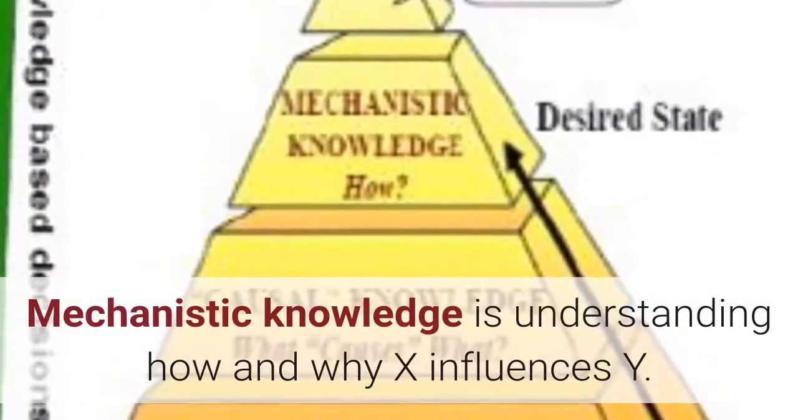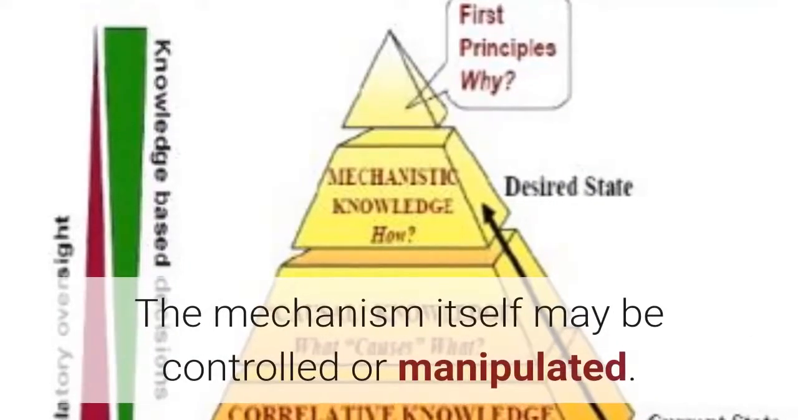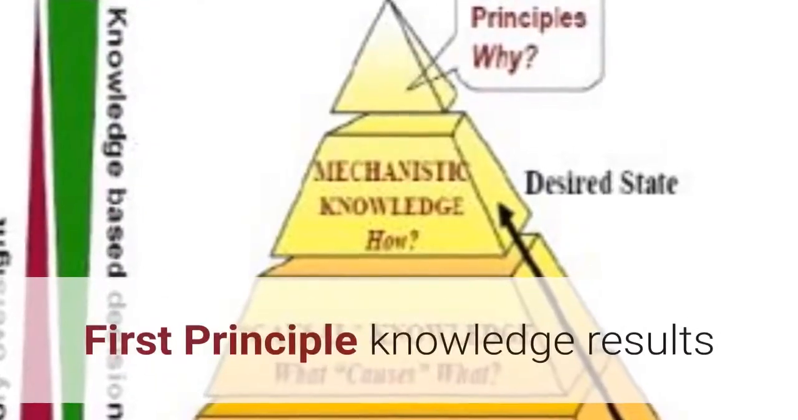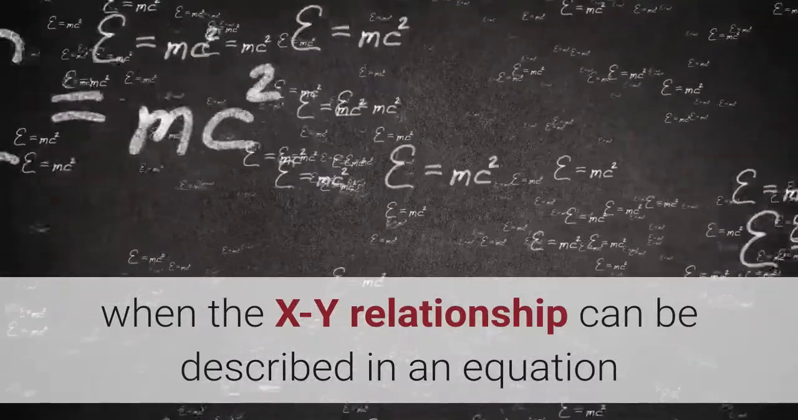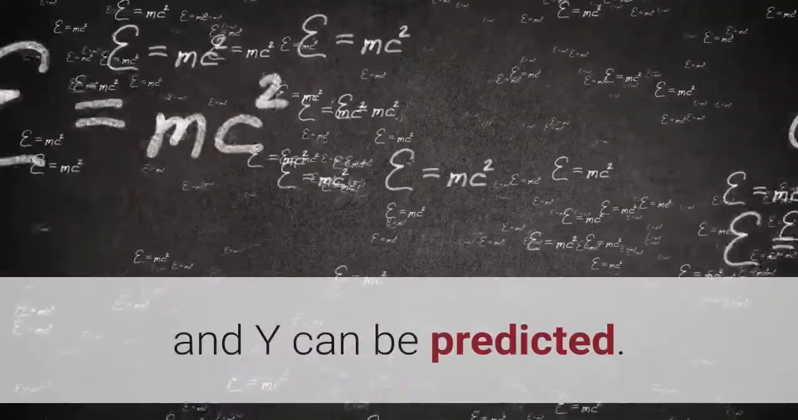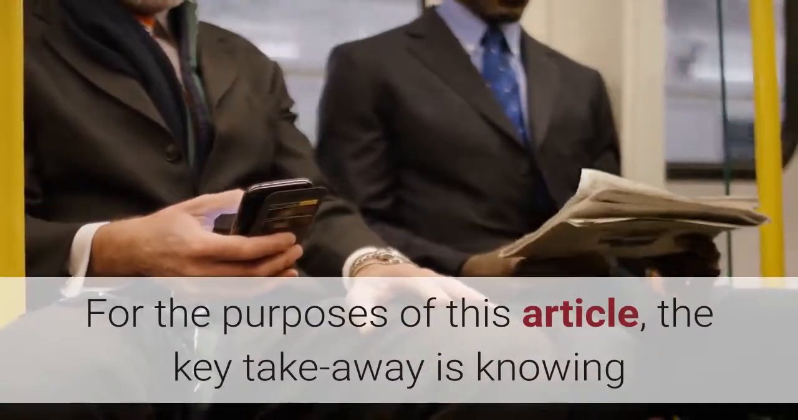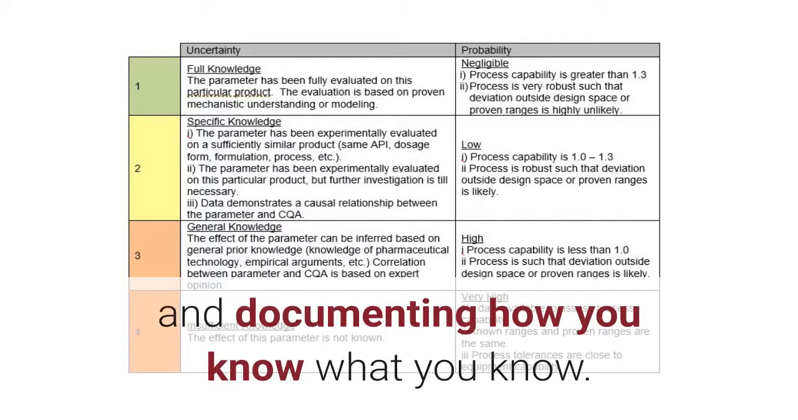Mechanistic knowledge is understanding how and why X influences Y. The mechanism itself may be controlled or manipulated. First principle knowledge results when the XY relationship can be described in an equation and Y can be predicted. For the purpose of this article, the key takeaway is knowing and documenting how you know what you know.